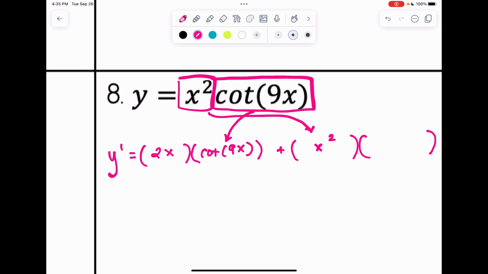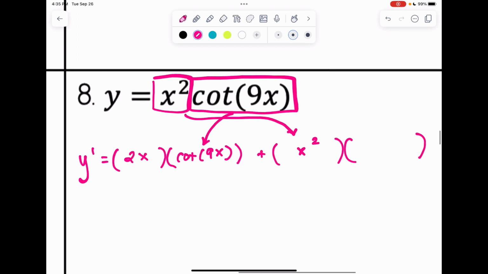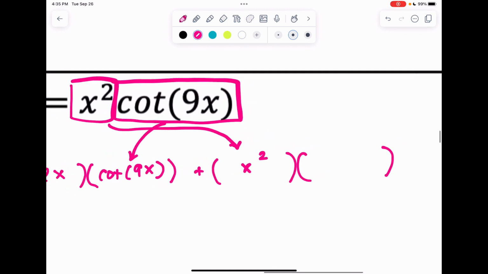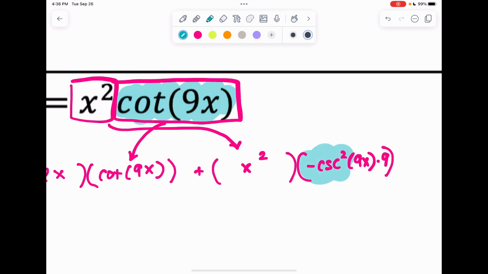In our last parentheses here, we are going to now take the derivative of cotangent 9x. Let's again think about this for a second and realize that we have chain rule here because it's not just cotangent x, it's cotangent 9x. So the derivative of cotangent is negative cosecant squared. We're going to keep the 9x in there, but we need to multiply by the derivative of the inside, so times 9.